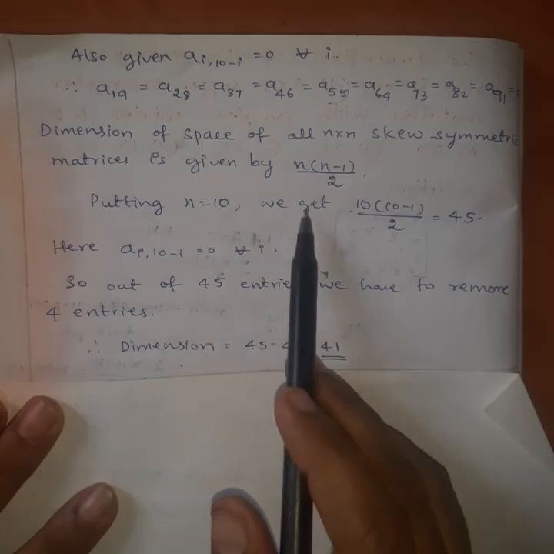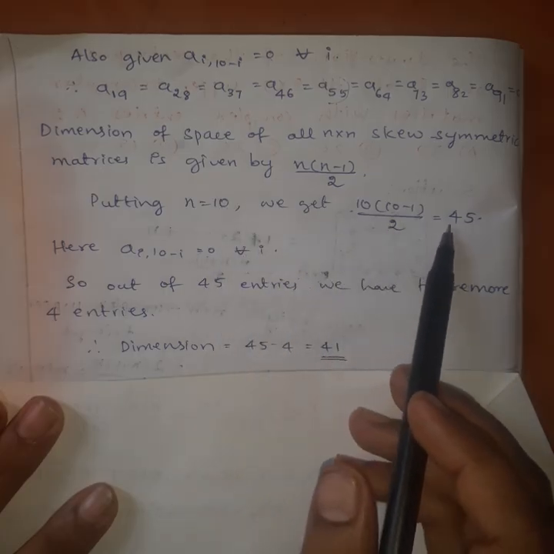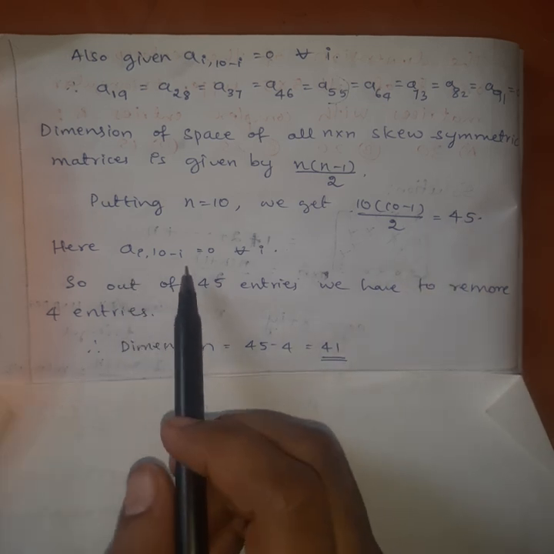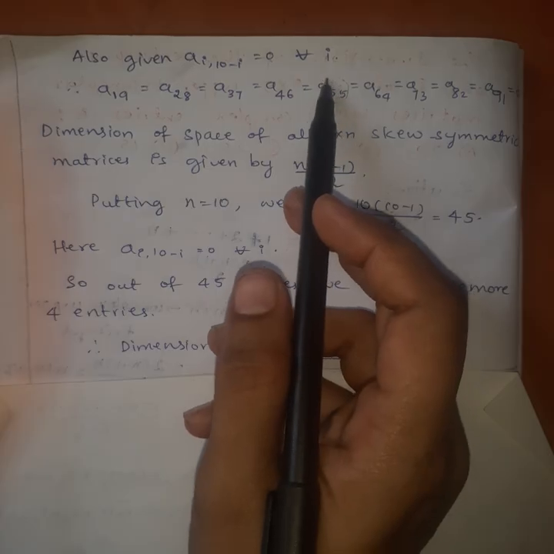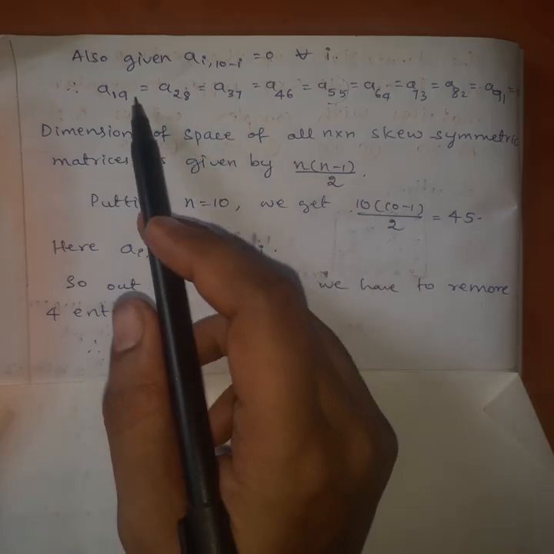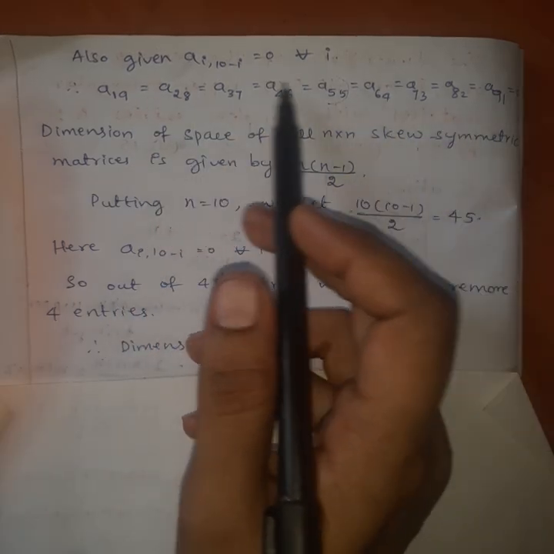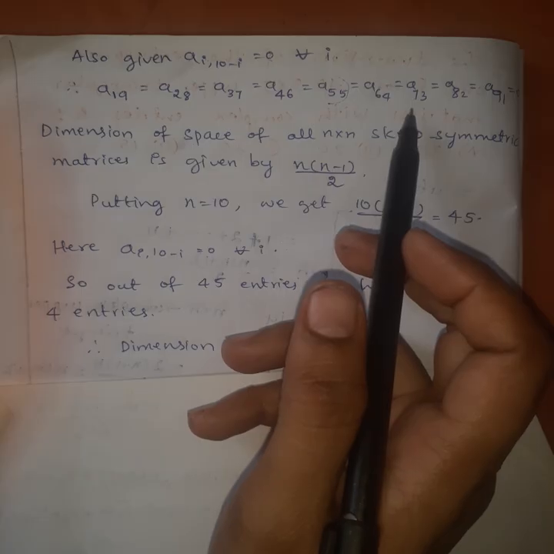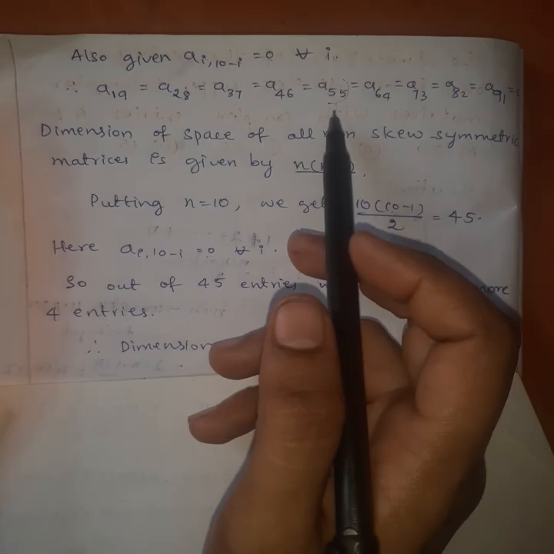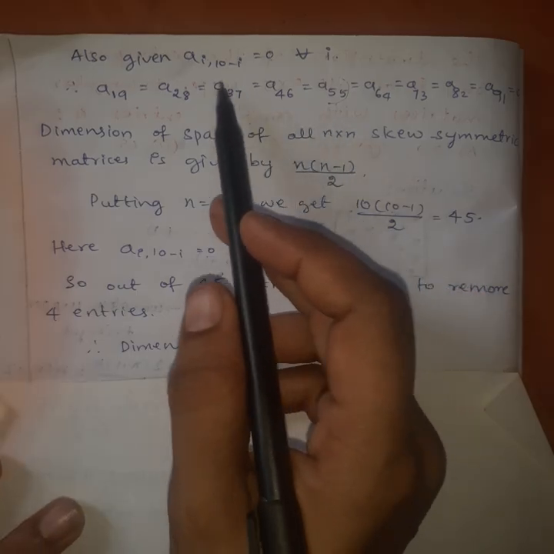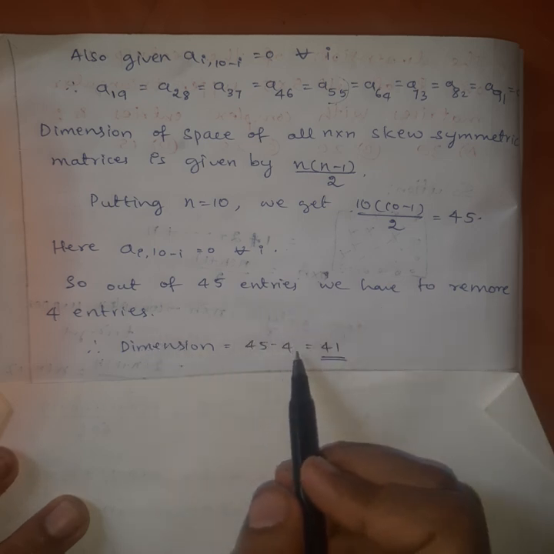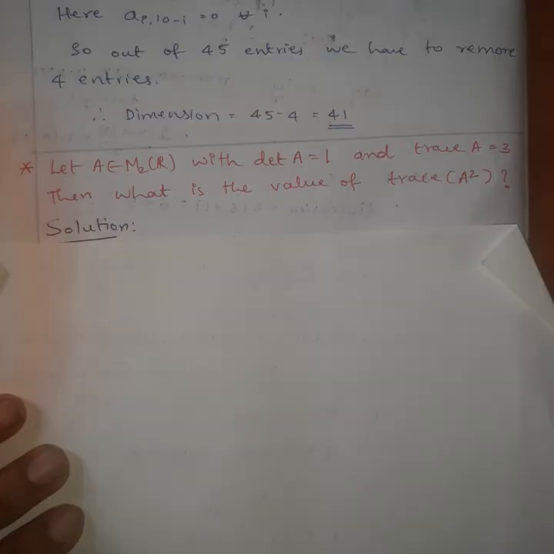Here n equal to 10. So putting n equal to 10, we get total 45 entries. Out of 45 entries, the diagonal entries we have already removed, so no need of taking them into account. Remaining 8 entries, we count only 4 entries because A_ij equal to minus A_ji for a skew-symmetric matrix. So we have to remove only 4 entries from 45 entries. Therefore, dimension is 41.